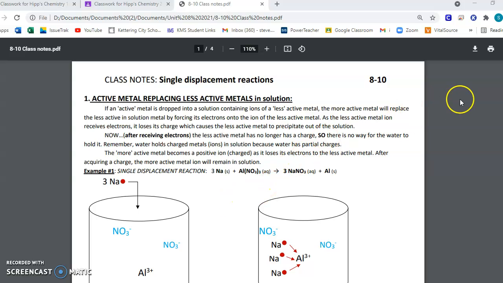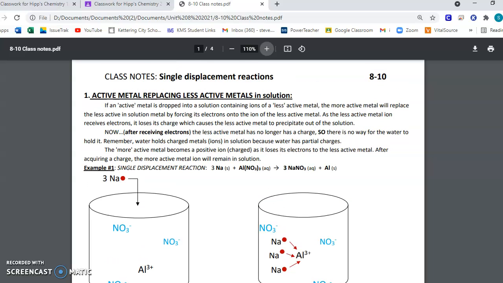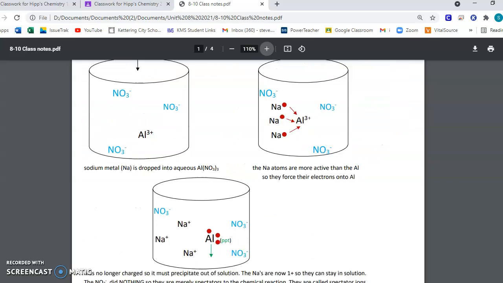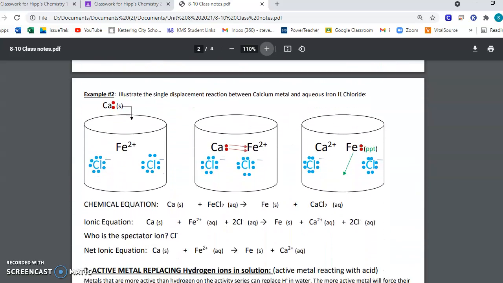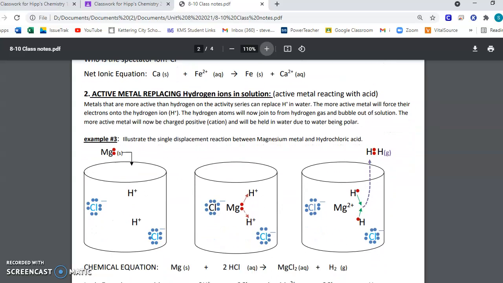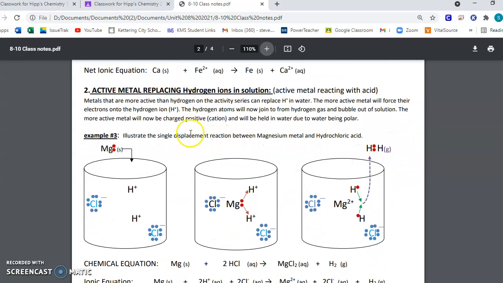Welcome to our second help video over 8-10 class notes. In our first video, we took a look at active metals replacing less active metals. In our second video, we're going to be looking at a second type of single displacement reaction. This is where active metals replace hydrogen ions in solution.